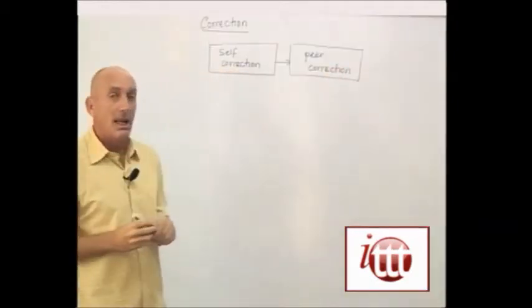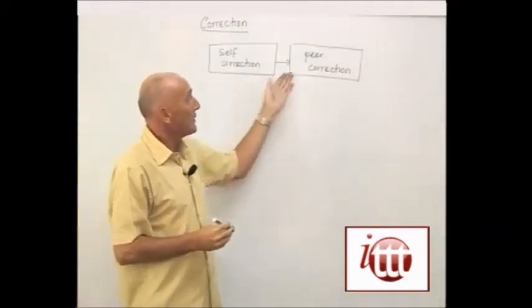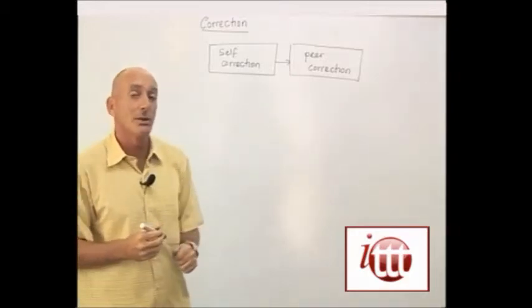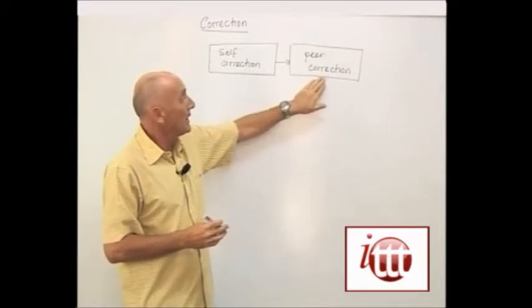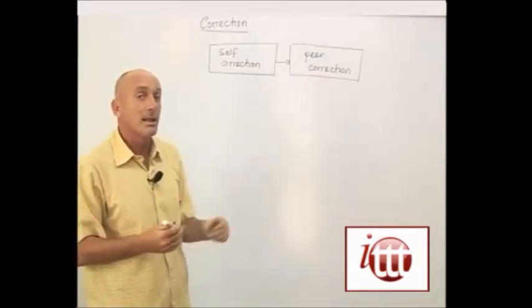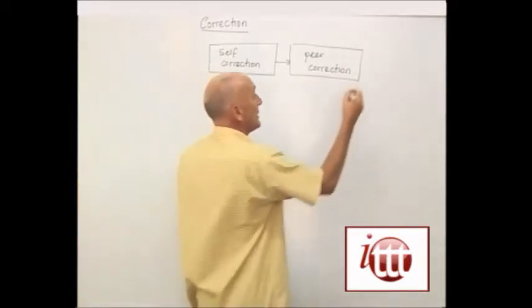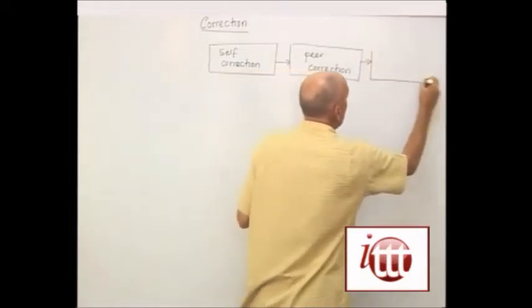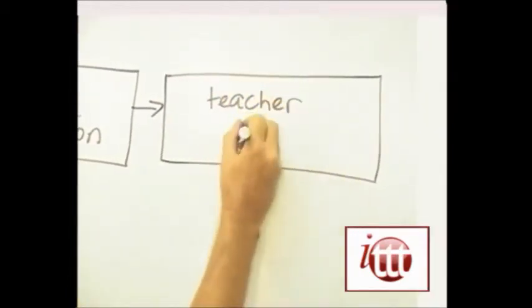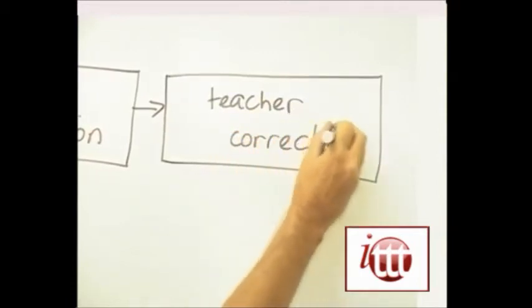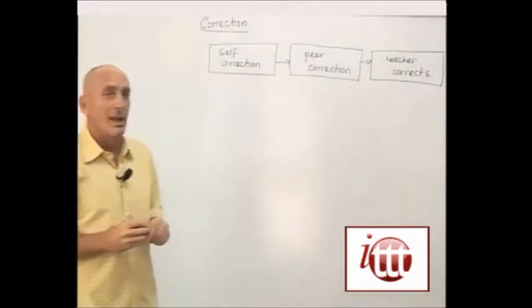Is there somebody in the class who can give us the correct answer? So moving on to peer correction. Again, it may be possible that we're not able to get the correct answer from anybody in the class, and then we can step in as the teacher. So the teacher will correct.